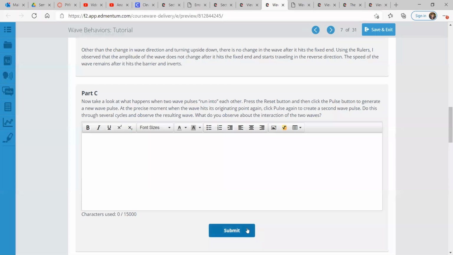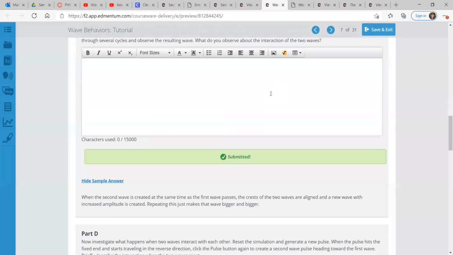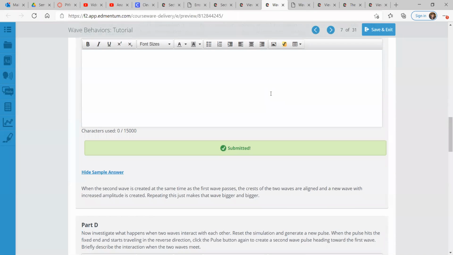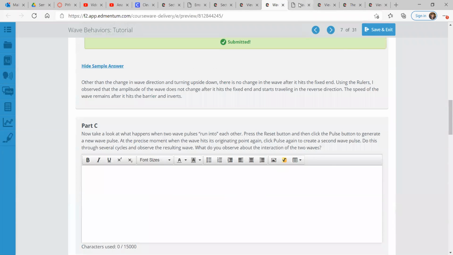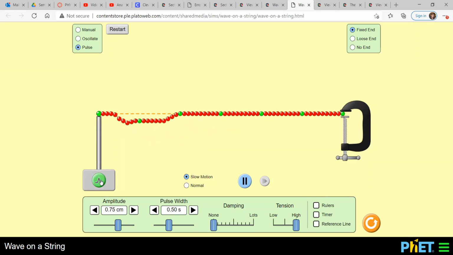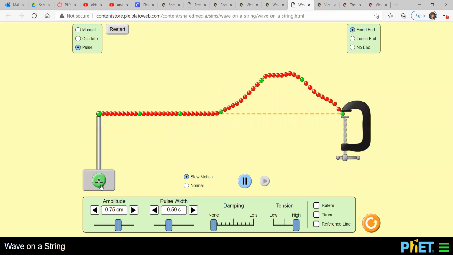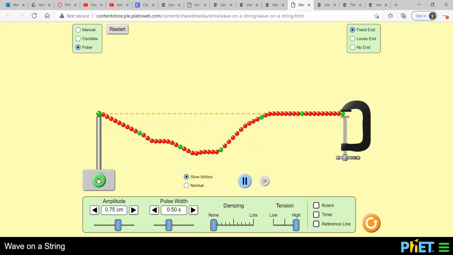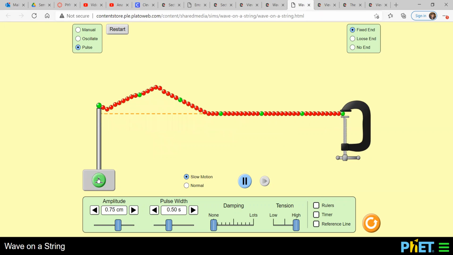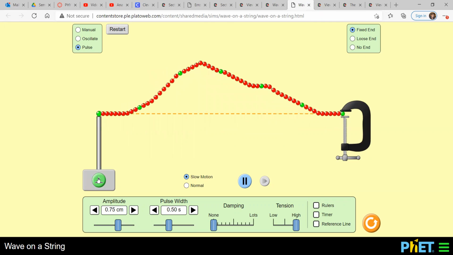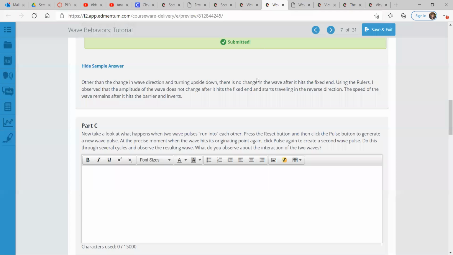But what do we see happen? When the second wave is created at the same time, the crests of the two waves are aligned and a new wave with increased amplitude is created. So it's bigger, taller waves. And if you keep doing that, it just keeps going. But yeah, that's fun.